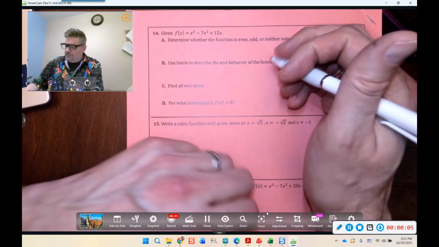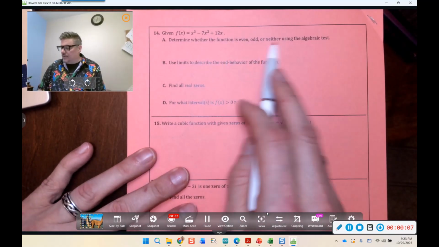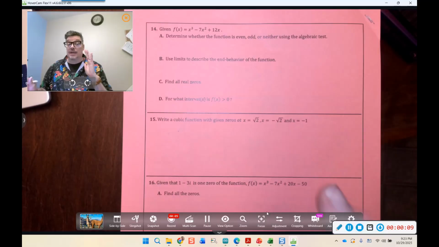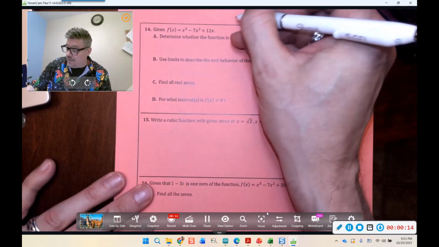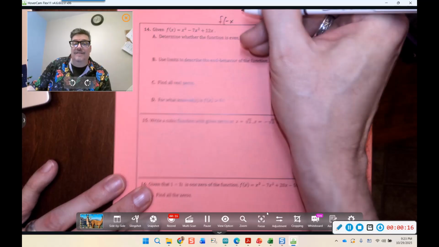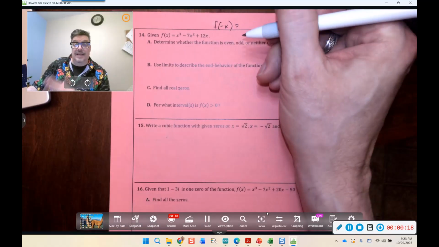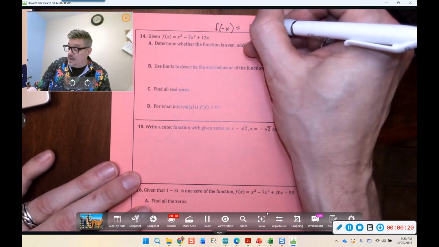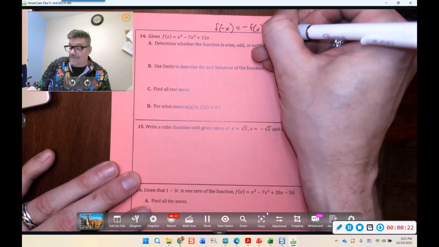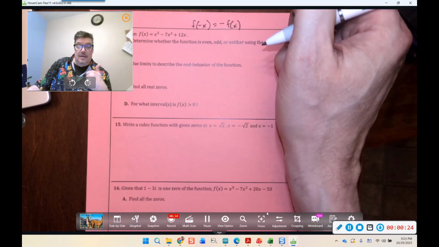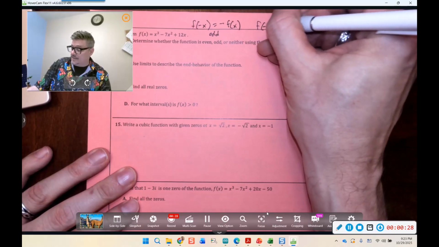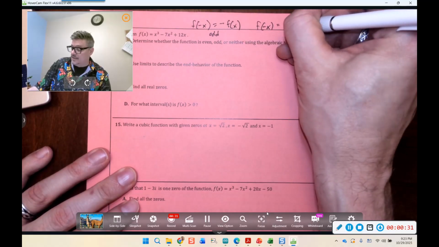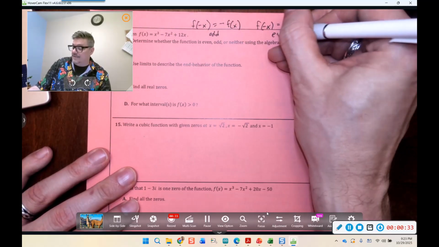14. Determine whether the function is even, odd, or neither using the algebraic test. Okay, so you've got to show this. What you've got to do is show that when you plug in a negative x value, a negative placeholder there, if you get this where everything changes sign, you will get an odd. This is an odd. And then if you do this and you get the same function, then that is even.